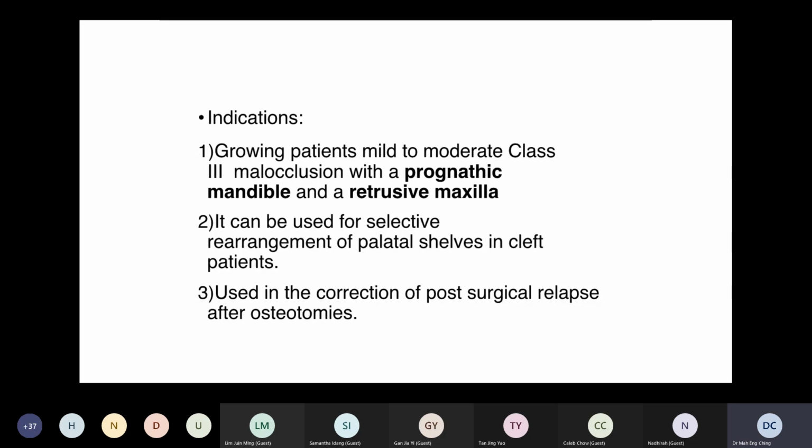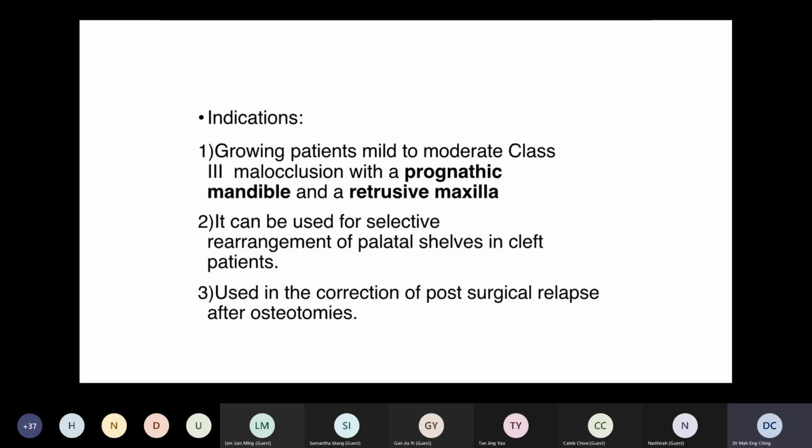It can be used for selective rearrangement of the segments in cleft patients. For example, in cleft patients, the maxilla will mainly be underdeveloped, and maybe we can bring it forward. Because this maxilla is separated by the cleft, sometimes the left segment and the right segment are separated, so we can use a different force to pull the different segments forward.